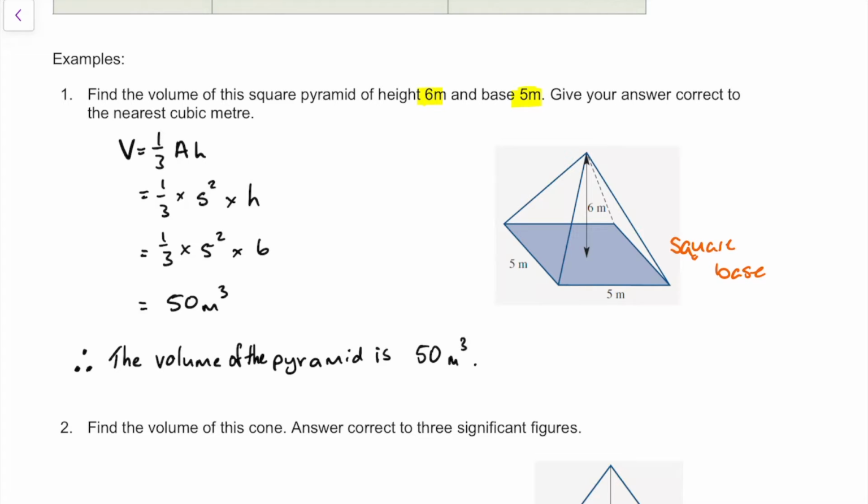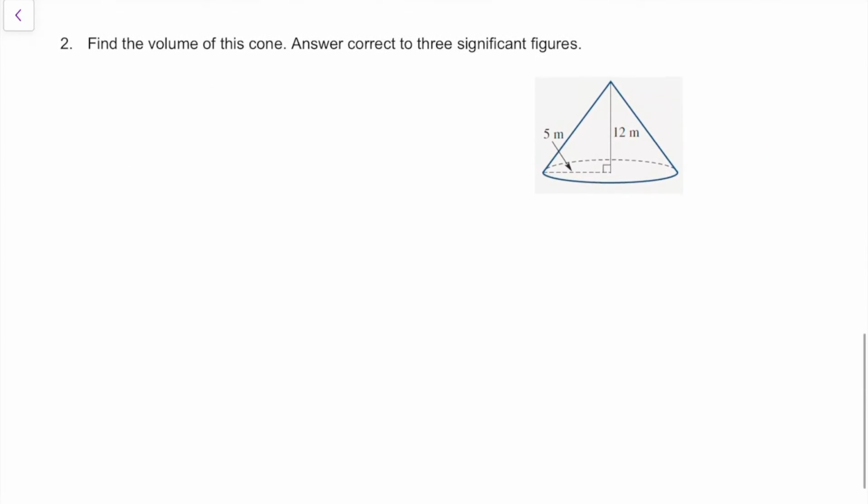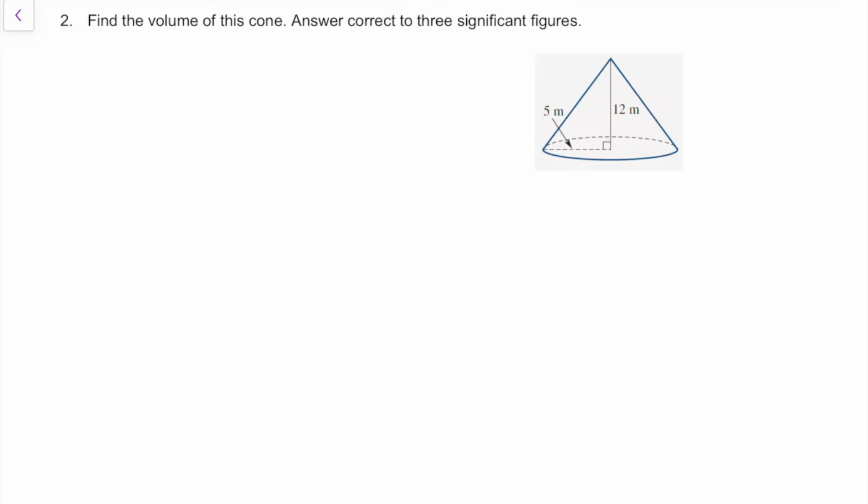Example 2 is the cone. And we've got our distances in the cone itself in the diagram. So here's our radius here. There's our radius. And there's our perpendicular height. Remembering that perpendicular is that right-angled height, so that height at right angles to the base.